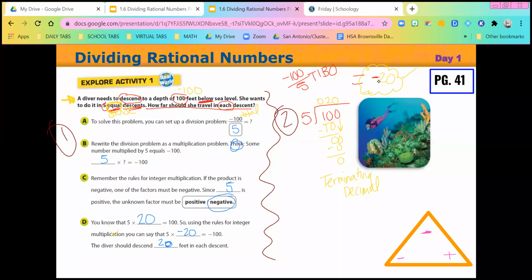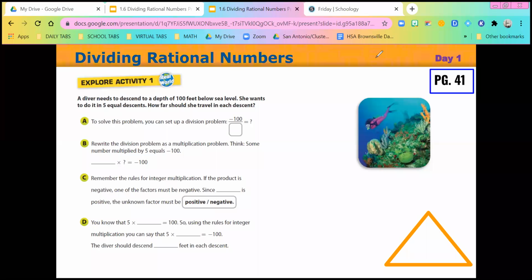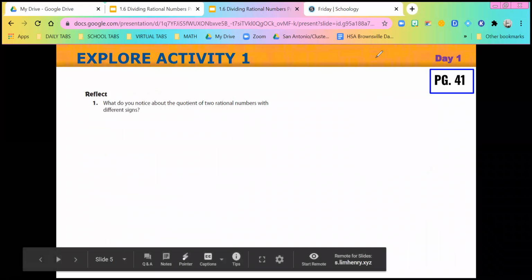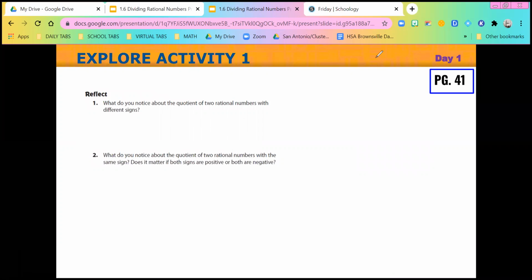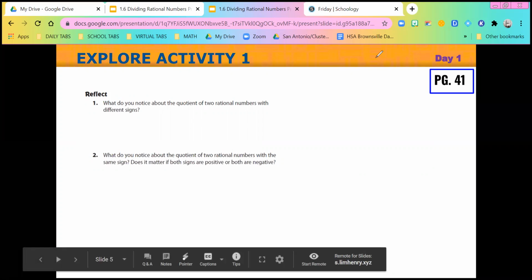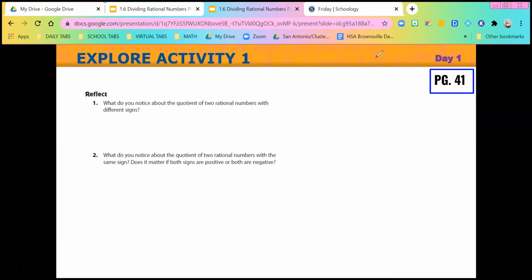All right, so I'm going to delete these. All right, cool. So this one I'm going to have you fill out by yourself. You're going to use the activity we just did and answer those 2 reflect questions. Number 1, what did you notice about the quotient of the 2 rational numbers with different signs? And number 2, what did you notice about the quotient of the 2 rational numbers with the same sign? Does it matter if both signs are positive or both are negative? So right now I want you to pause the video and answer those two questions. Once you answer them, unpause it, and then we're going to look at your answers and my answers, and we're going to compare them, okay?